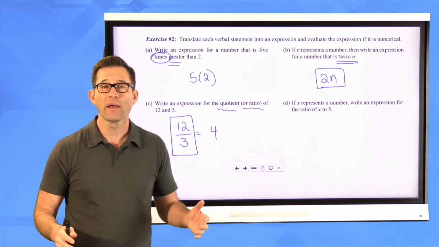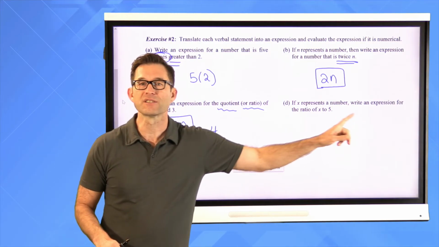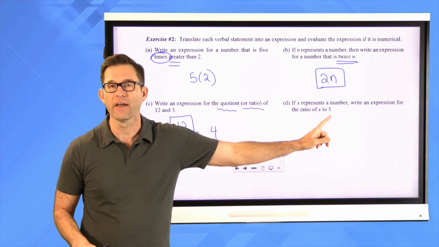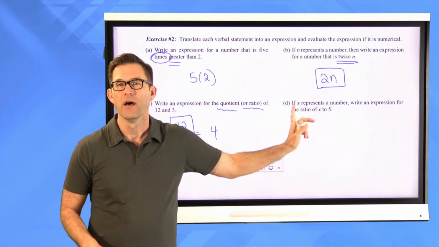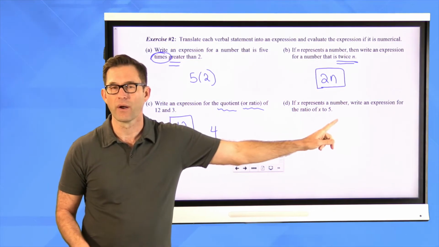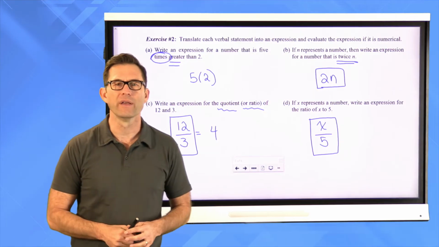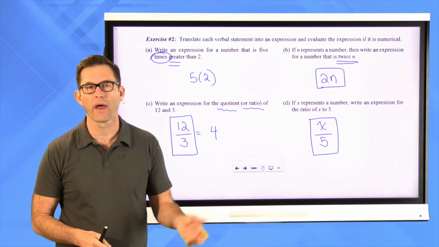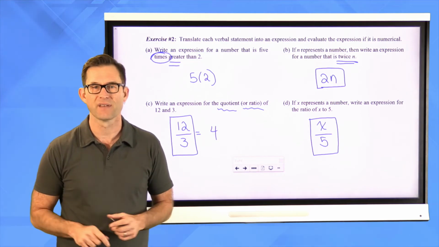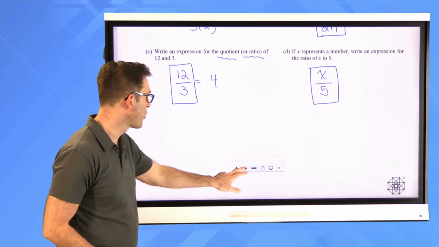All right? Likewise, we can see something involving a variable. If x represents a number, write an expression for the ratio of x to 5, right? There's that ratio wording, something to something. The first quantity goes in the numerator, the second quantity goes in the denominator, so the ratio of x to 5 will be x divided by 5. So we've got to know these common phrases like ratio, quotient, product, times, twice, etc. Let's keep going and see if we can do some that are a bit more complicated.